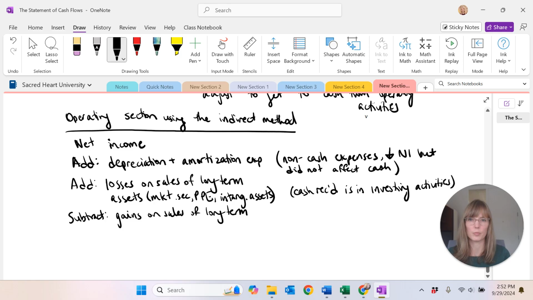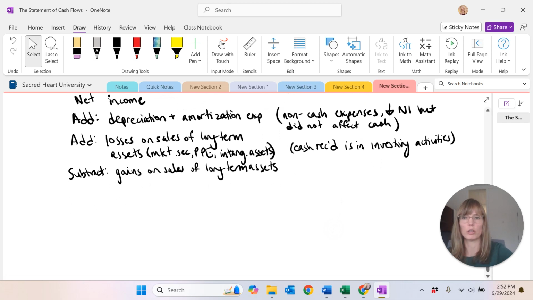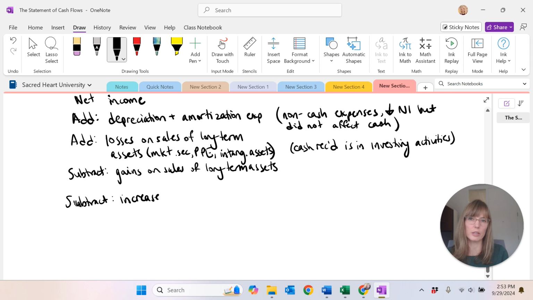And next, we're going to adjust for our changes in our operating assets and our operating liabilities. Let's start with the rule, and then we'll go through the why. We are going to subtract increases in operating assets. Now, operating assets are generally going to be your current assets, but not always. Operating assets other than cash.